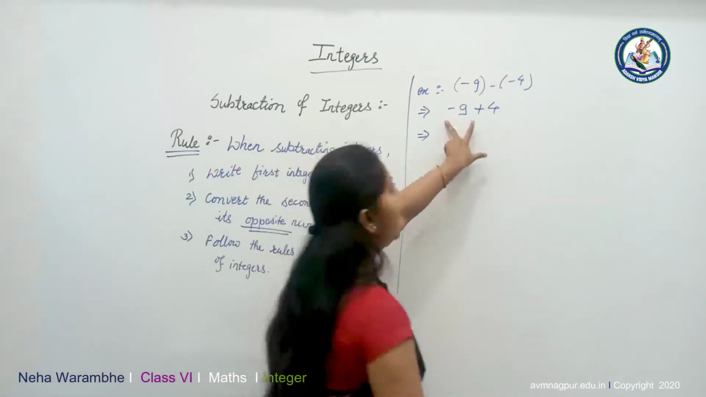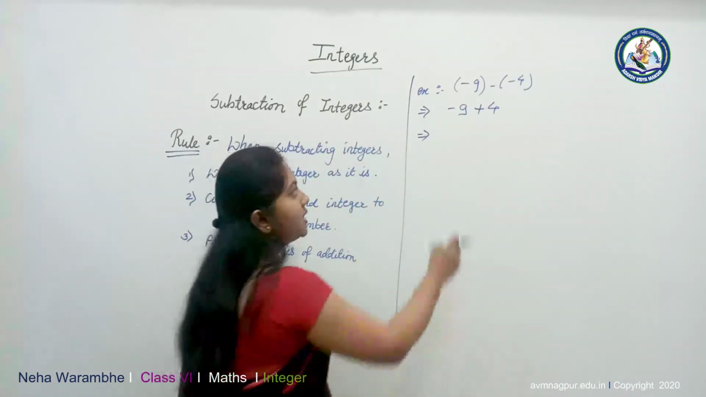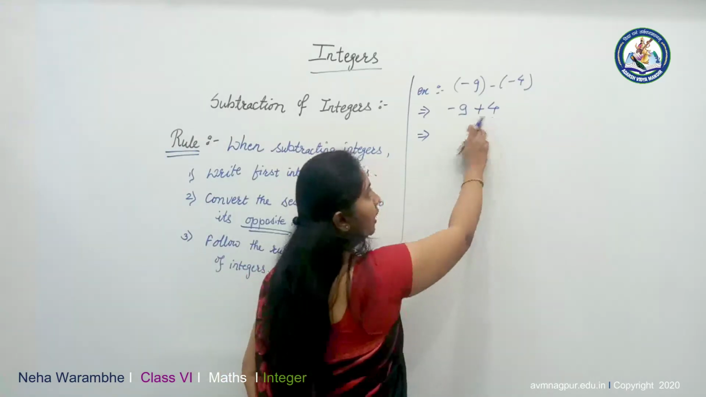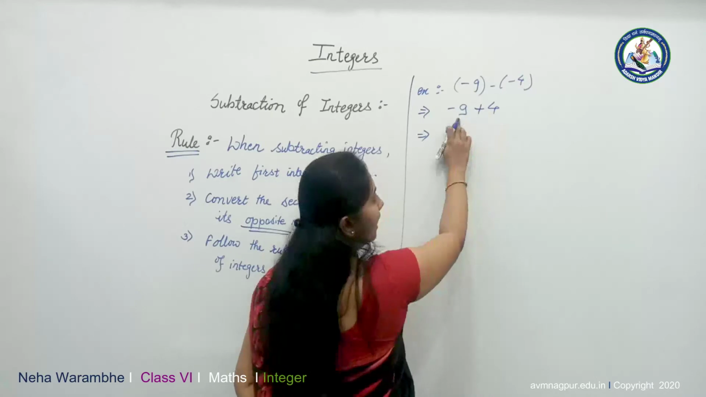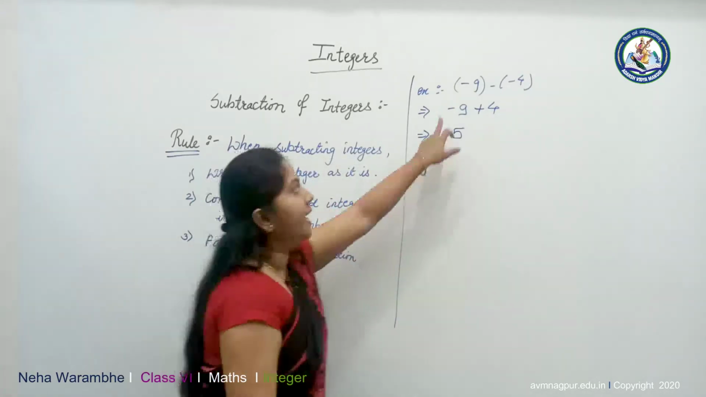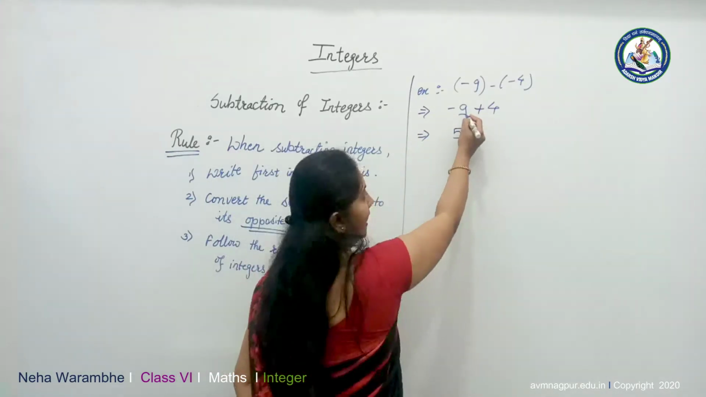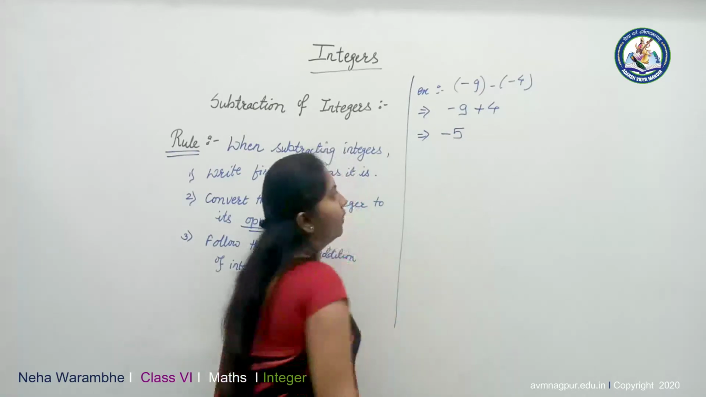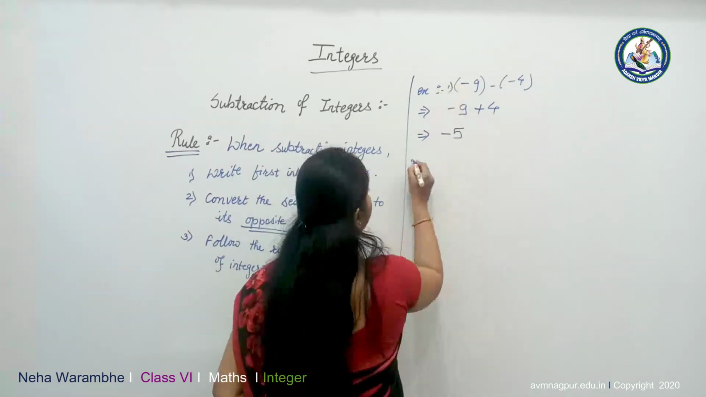We know that when adding the integers with the different sign, ignore the sign and just subtract the smaller number from the bigger number. Now subtract 4 from 9, answer is 5, and give the sign of the bigger number to the answer. The bigger number is 9, and 9 has a minus sign, therefore the answer is minus 5. Let's see the second example.